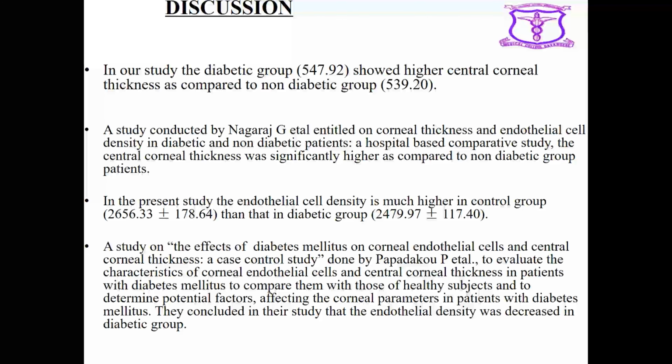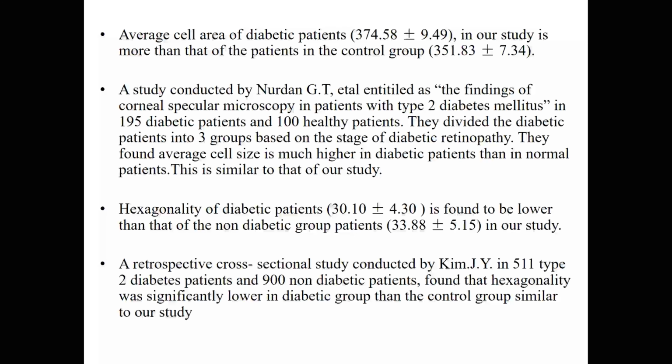A study on the effects of diabetes mellitus on corneal endothelial cells and the central corneal thickness, a case control study, was done to evaluate the characteristics of corneal endothelial cells and central corneal thickness in patients with diabetes mellitus, to compare them with those of healthy individuals, and to determine potential factors affecting the corneal parameters in patients with diabetes mellitus. They concluded that endothelial density was decreased in the diabetic group, and the average cell area of diabetic patients was 374 plus or minus 9.49. In our study, it is more than that of the patients in the control group, 351 plus or minus 7.34.